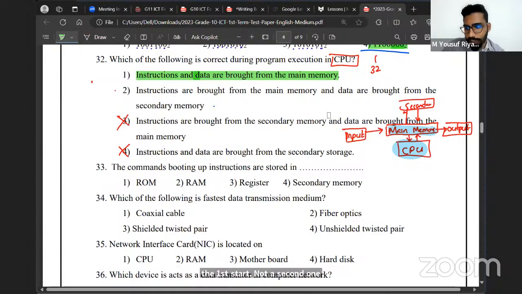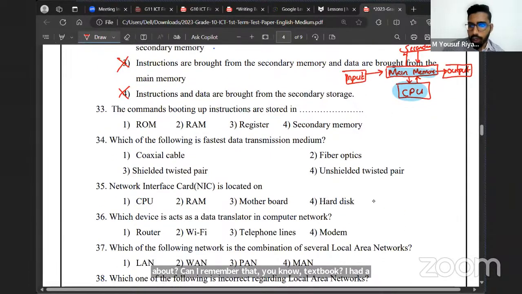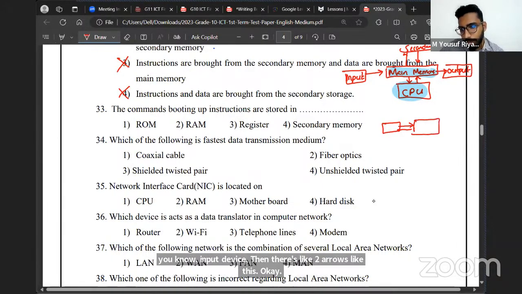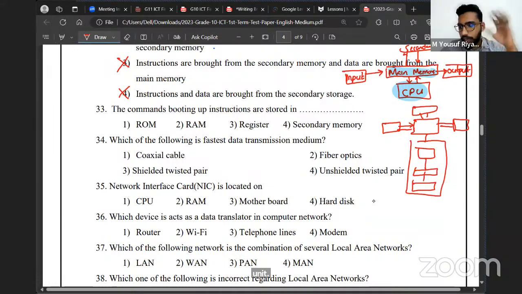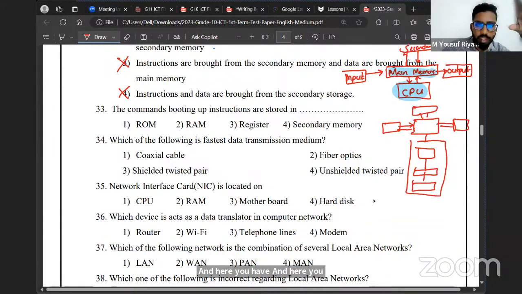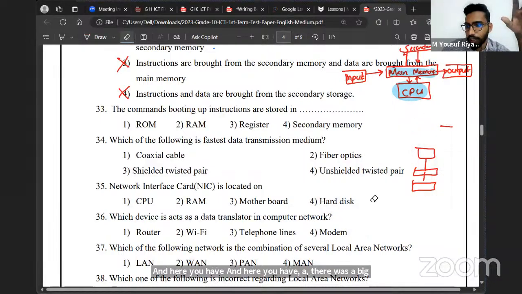Do you all know indirectly what this diagram is talking about? Remember that in your textbook you all had a big picture, showing the input device, then two arrows like this. Then there was something called main memory, then two things, the output device, then two things, then secondary storage. And here the CPU. Here you have the control unit, then here you have the ALU, and here you have memory registers. There was a big picture there in your second lesson on functions of a CPU. Indirectly, they're talking about that only.